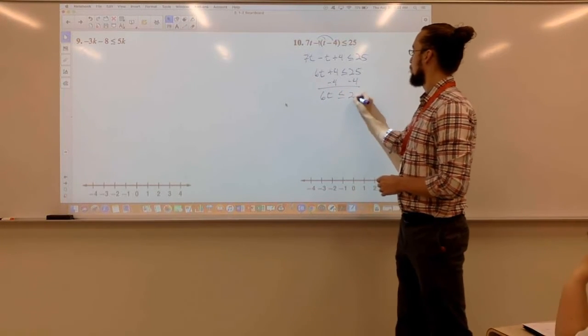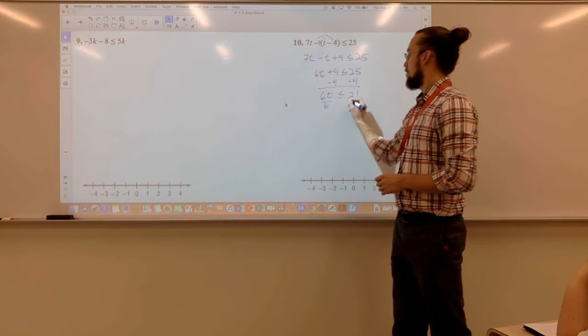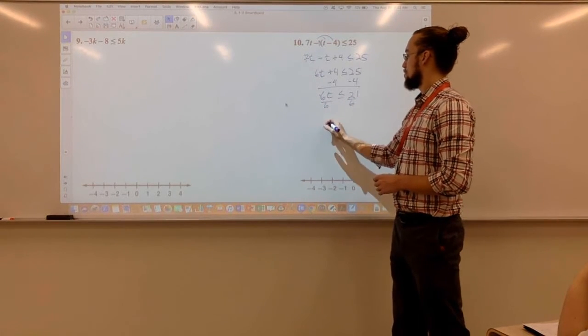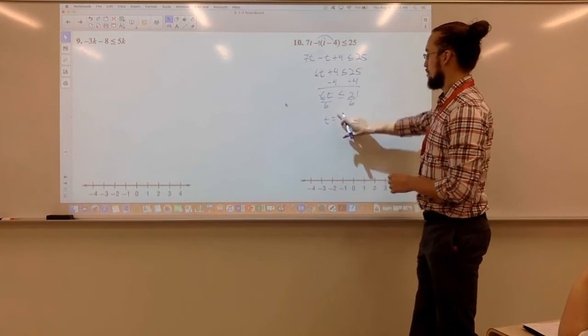Alright, so now subtract 4 over. 6t is less than or equal to 21. Divide both sides by 6.